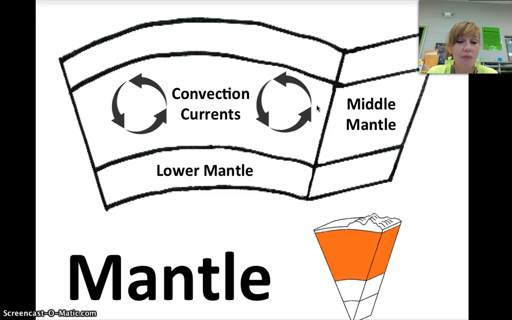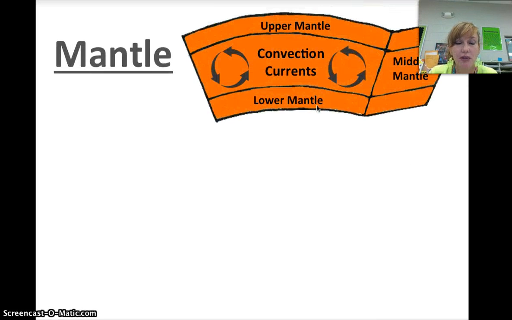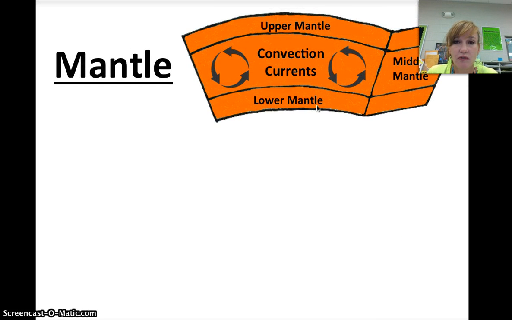We talk about them in the atmosphere. We talk about them when we're talking about how heat moves. So you're going to hear a lot about convection currents. And then we have the upper mantle. And you might want to label that on your foldable as well.